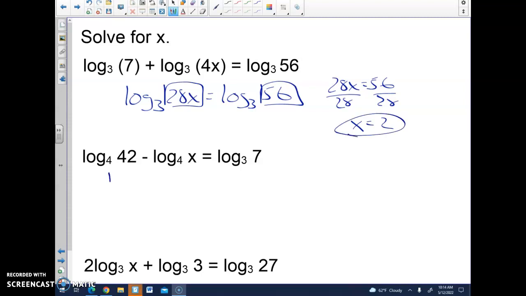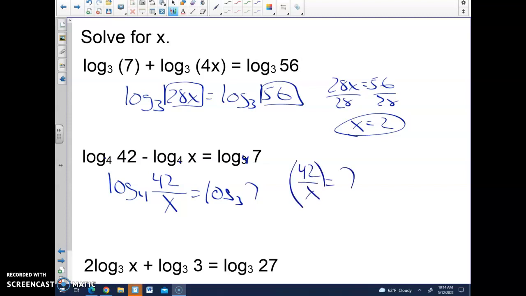With subtraction, that's division. Log base 4 of 42 over x equals log base 4 of 7. And this should be a 4 here, I apologize. I got a little careless there. You have to have the same base of the log, so I apologize for the 3 there. That should be a 4. So now it's 42 over x equals 7. I'm going to multiply by x on both sides. 42 equals 7x. Divide by 7, and my x equals 6. Now, if you know off the top of your head 42 divided by 6 is 7, and you just want to say x equals 6, I'm fine with that.